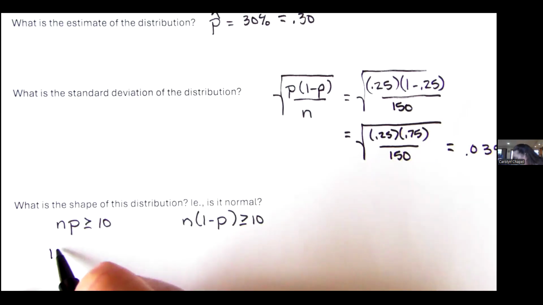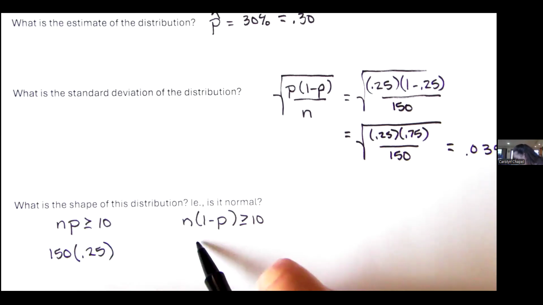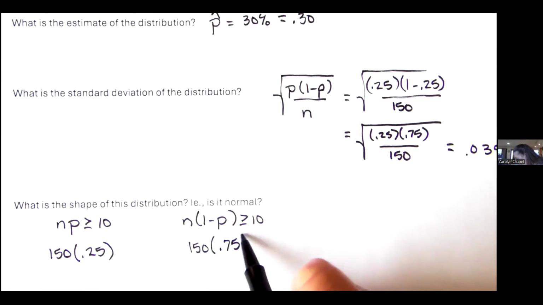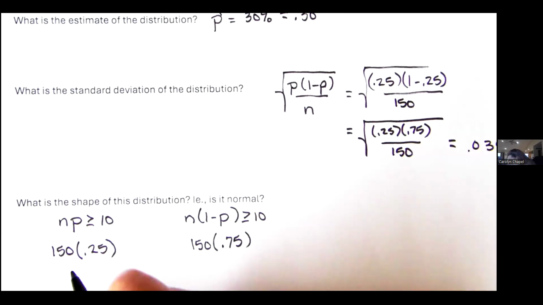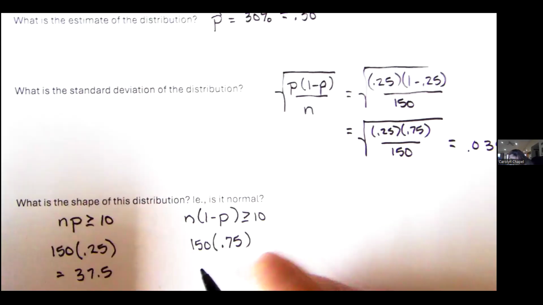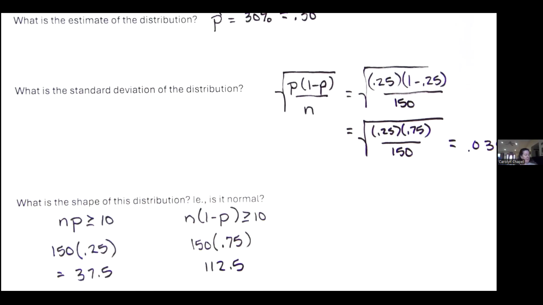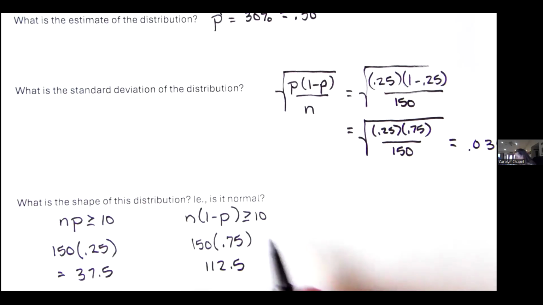So my n is 150. My p was 0.25. My 150 times 0.75. And I had done 1 minus p before, so I just pulled that 0.75 from there. So 150 times 0.25 is 37.5. And 150 times 0.75 is 112.5. So notice both of those are bigger than 10.